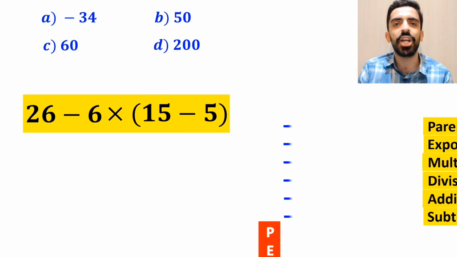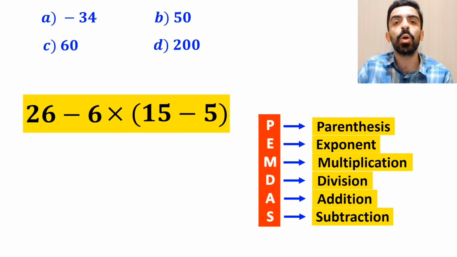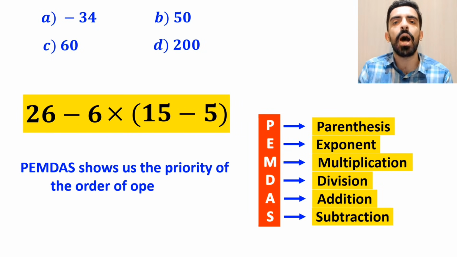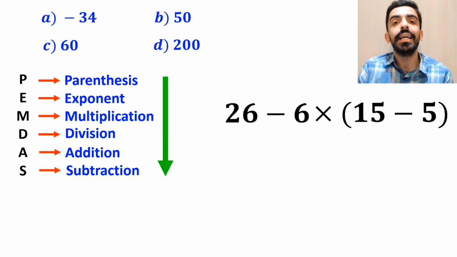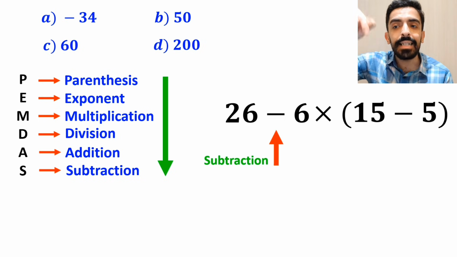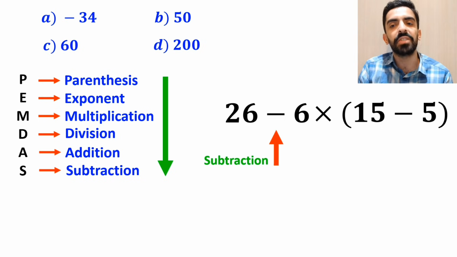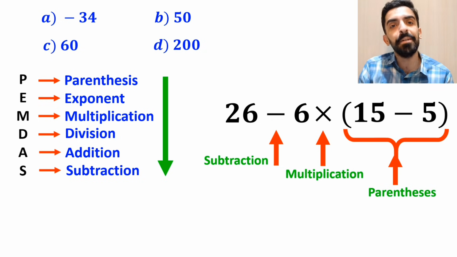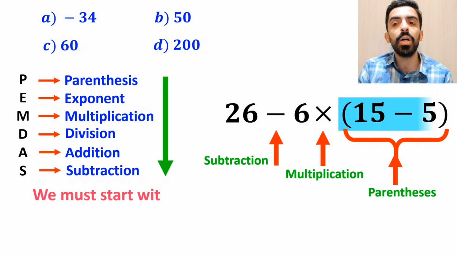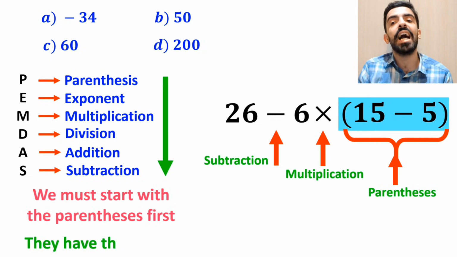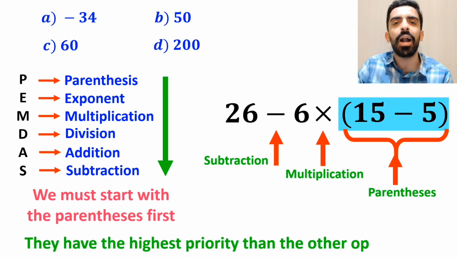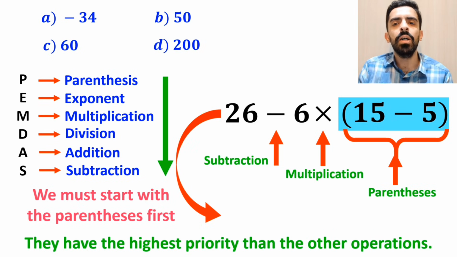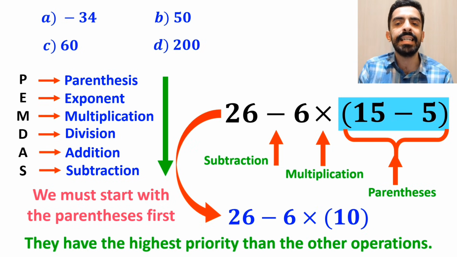To solve this question, we need to follow the PEMDAS rule step by step. PEMDAS shows us the priority of the order of operations. Alright, as you can see on the screen, in this expression, first we have a subtraction sign, then a multiplication sign, and finally parentheses. We must start with the parentheses first, because they have the highest priority than the other operations. So, we can write this expression as 26 minus 6 multiplied by 10.